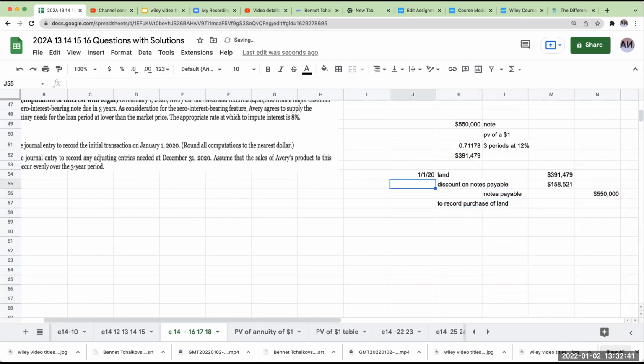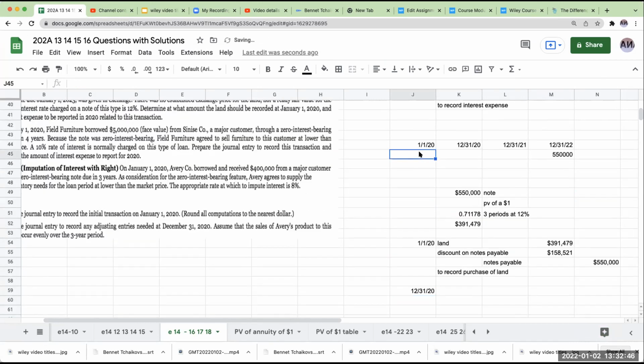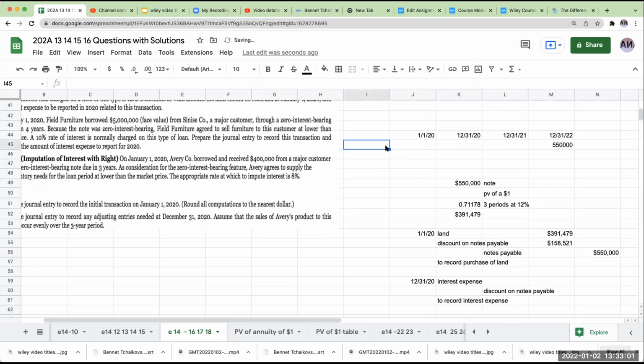Okay, so 1/1/20. On 12/31/20, what is the interest expense going to look like? I'm going to have to record interest expense. I'm going to credit the discount on the bonds payable, and this is going to be to record interest expense. As I look at this, my note payable is always going to be at 550. My discount, though, is going to depend upon where I am.